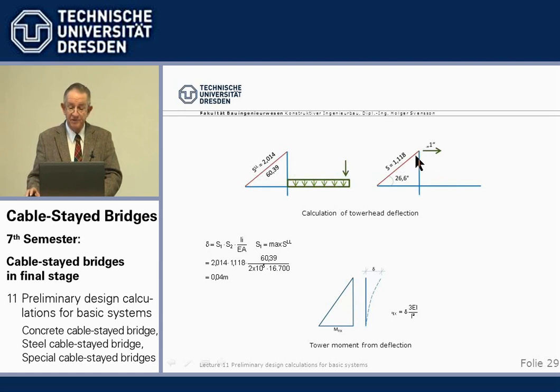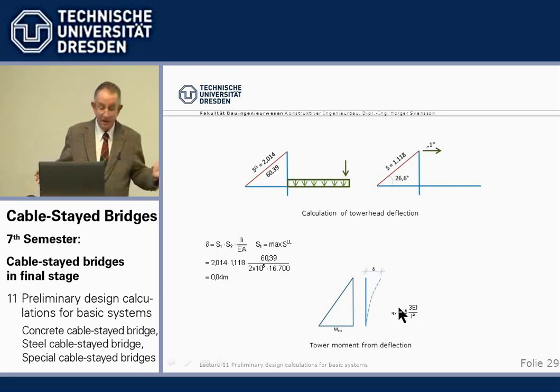This is the cable force from the two. We have to multiply the cable force from the load with the cable force from the unit load times length divided by EA, always the same. So we know the tower head is deflecting by 4 centimeters in this case. We have very strong backstay cables. And then, of course, we can calculate the moment for a cantilever. It's this delta horizontal deflection times 3EI divided by L squared.